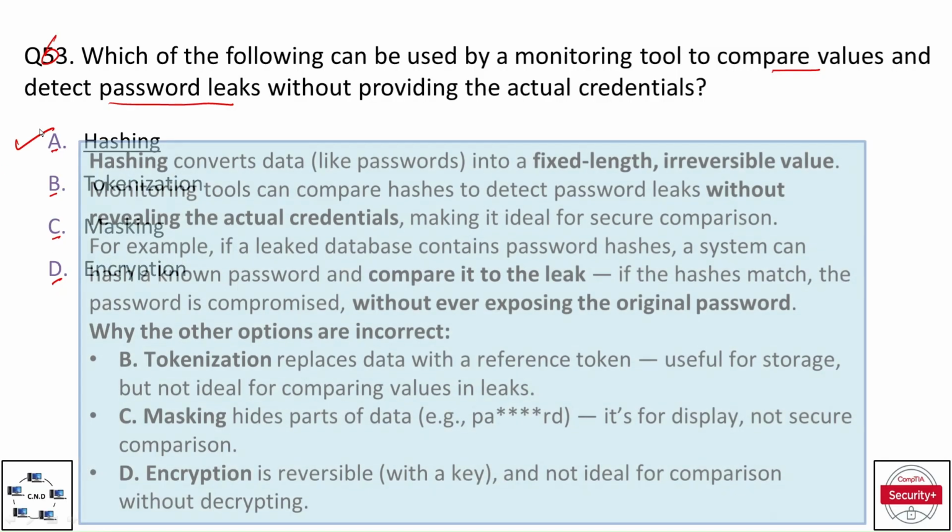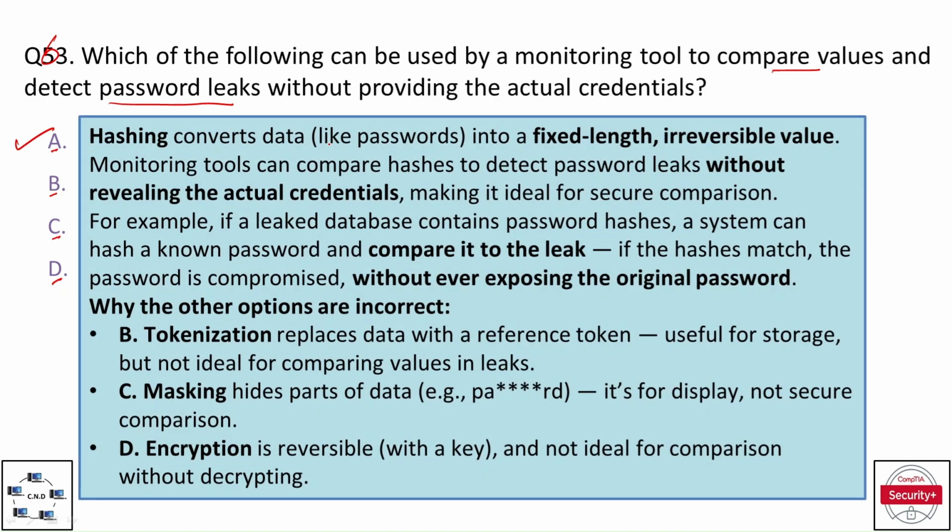So what is hashing? Hashing converts data such as a password into a fixed length irreversible value. A monitoring tool can compare hashes to detect password leaks without revealing the actual credentials, making it ideal for secure comparison. For example, if a leaked database contains password hashes, a system can hash a known password and compare it to the leak. If the hash is matched, the password is compromised without ever exposing the original password.